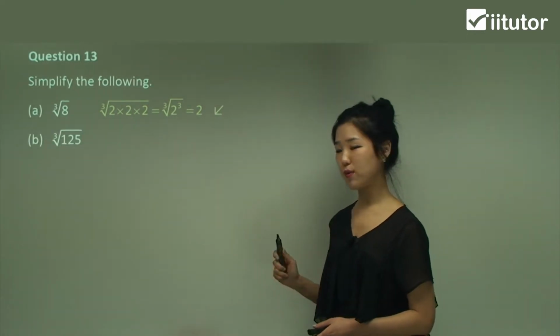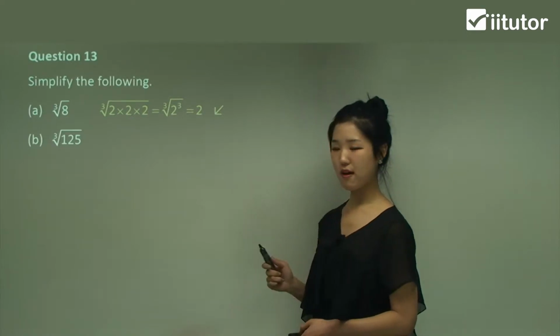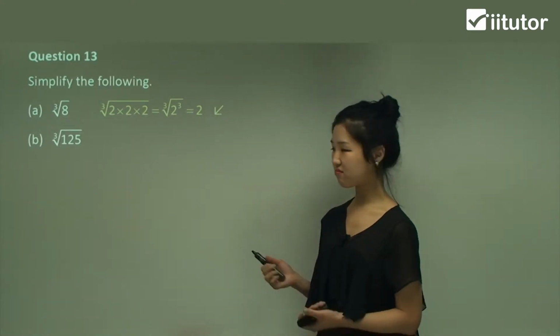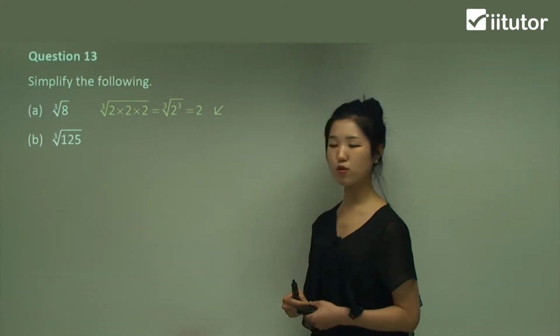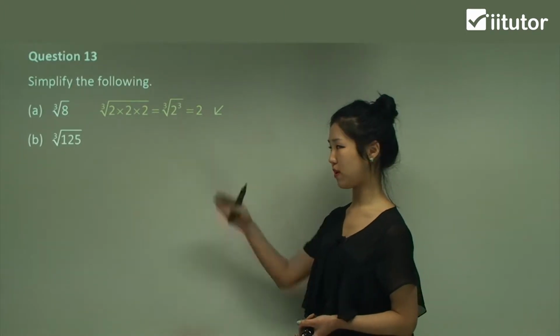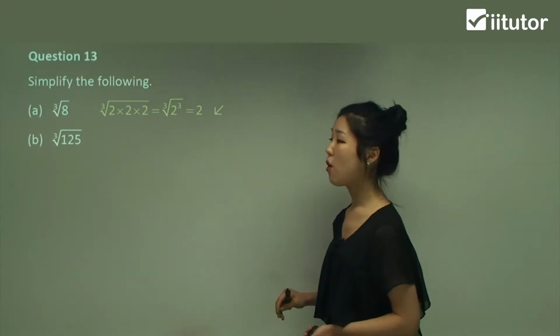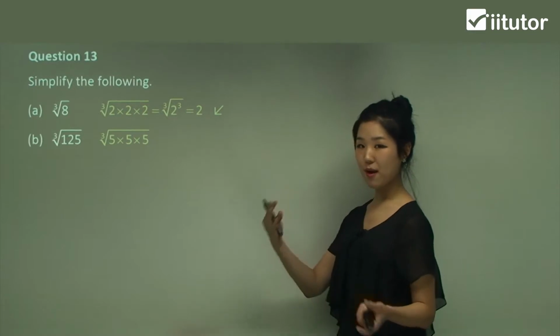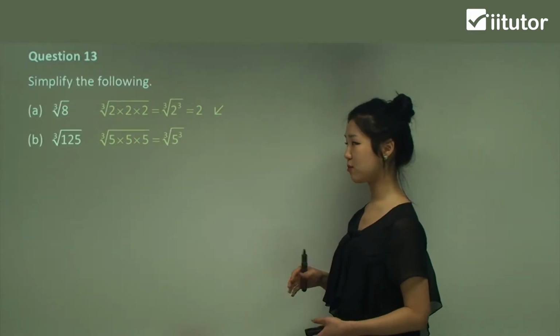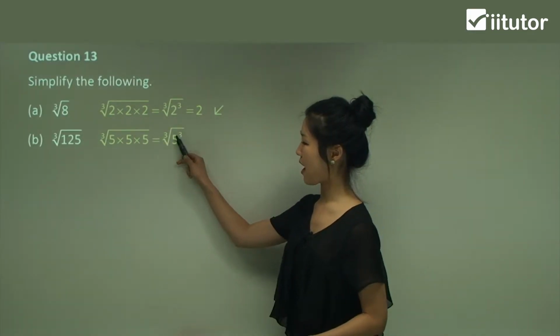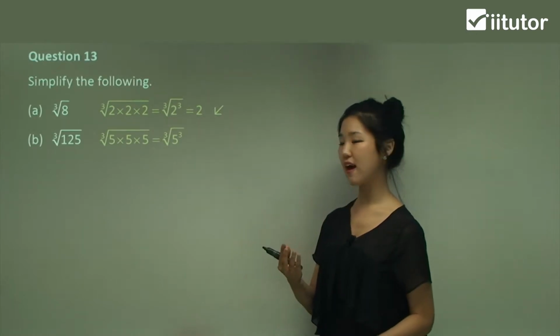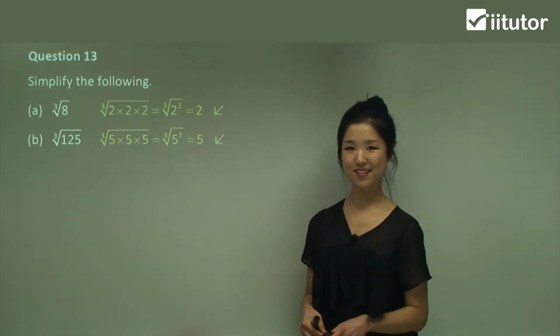125 is again a cube root. So 125, can anyone tell me what number cubed is 125? Well, I know that 125 is 5 times 5 times 5, which is 5 cubed. So again, the cube root and the cube cancel. We just have the 5 left over. That is the final answer.